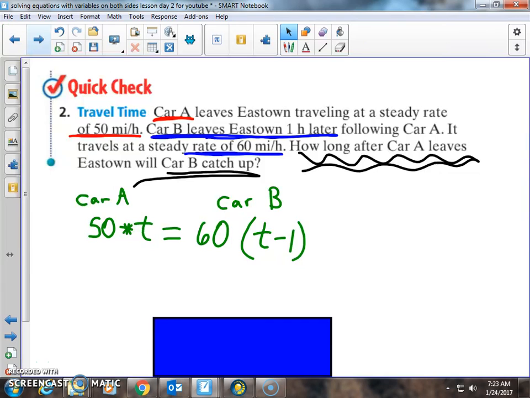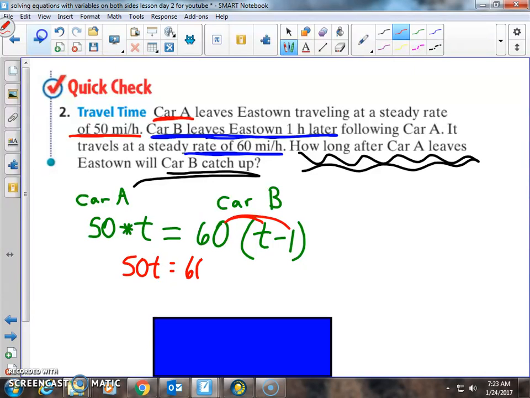Now this looks a lot like what we just practiced. On the left side, there's no simplifying to do, that's just 50t. On the right side, we've got 60 and then distributive property. So we're going to distribute that. 60t minus 60.